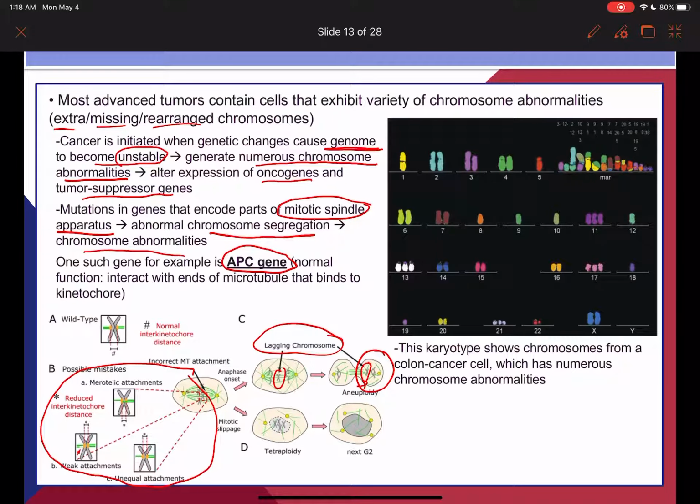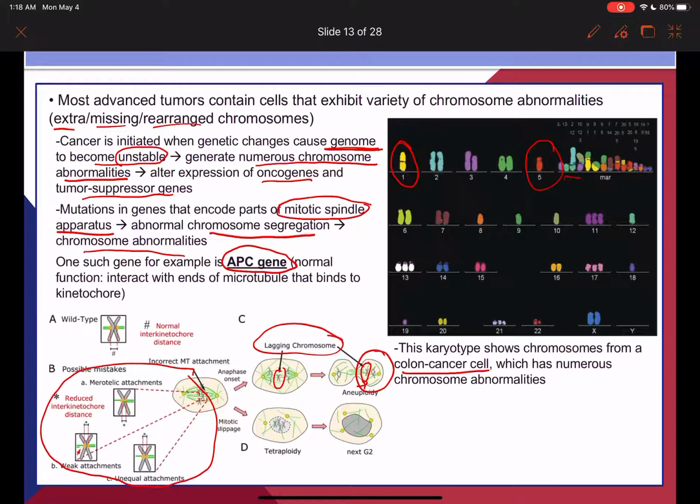And so, this is an example. Remember, I promised from the beginning of lecture that I will show you a karyotype of a particular cancer cell. So this is a karyotype taken from a colon cancer cell. And you can already see there are a number of things going wrong here. First of all, chromosome 1 only has one chromosome. Chromosome 5 only has one.